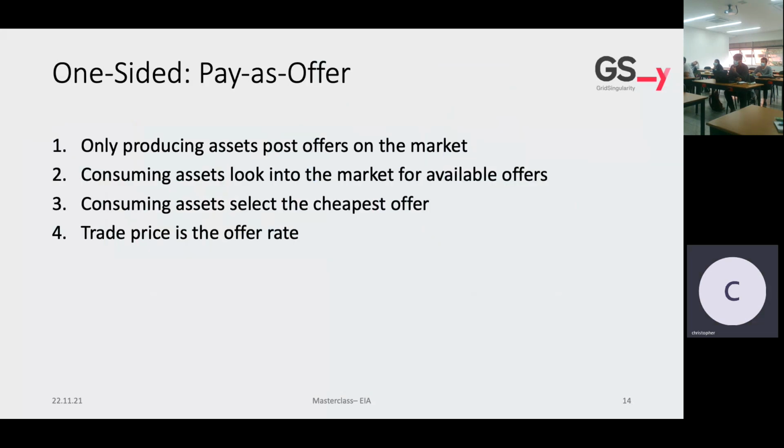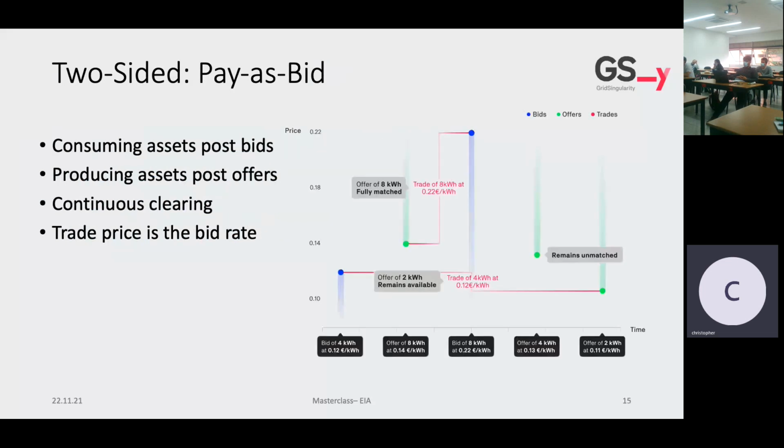And then the idea is how do we match each bid and each offer together? So we have 3 different clearing mechanisms. The first one is the one-sided pay-as-offer. It's a single auction, so only offers are being posted on the market, and all the consuming assets will look into the market and select the cheapest offer. We also have a two-sided pay-as-bid. It's a two-sided auction, so you have both bids and offers being placed on the market.